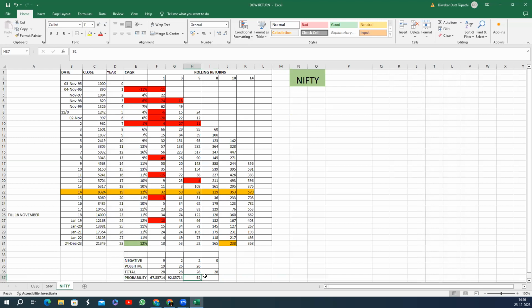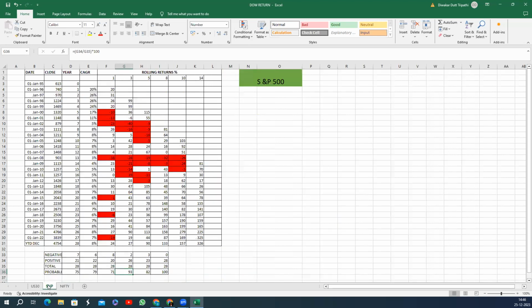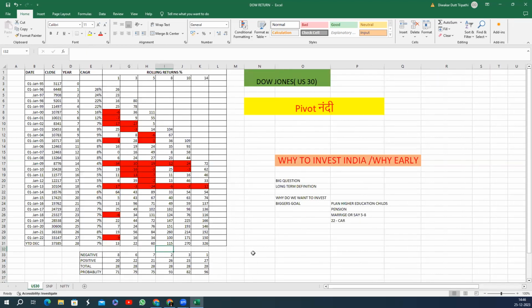So that is all I just wanted to share: the longer your horizon, the higher the returns expectation from your investment.